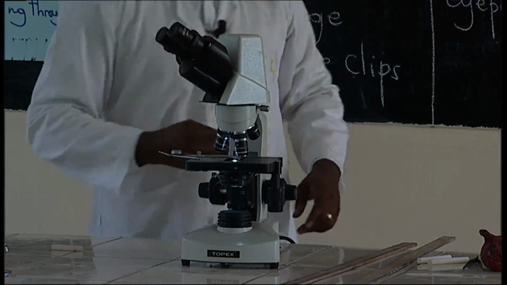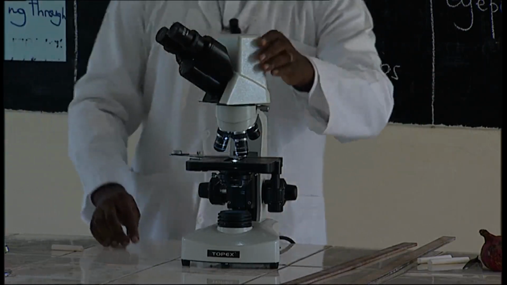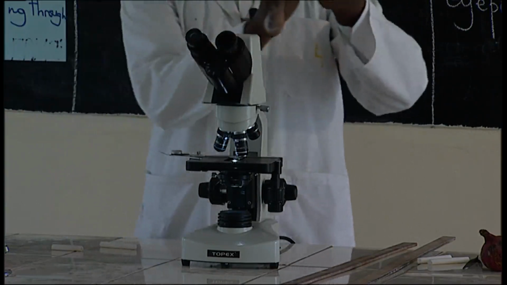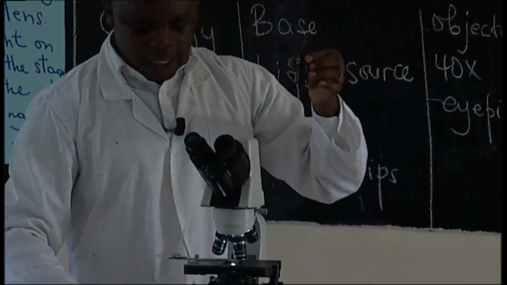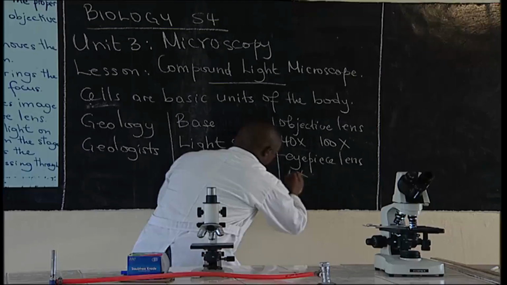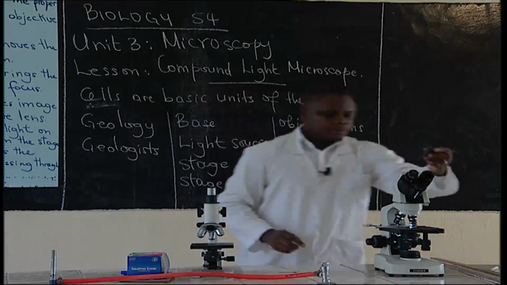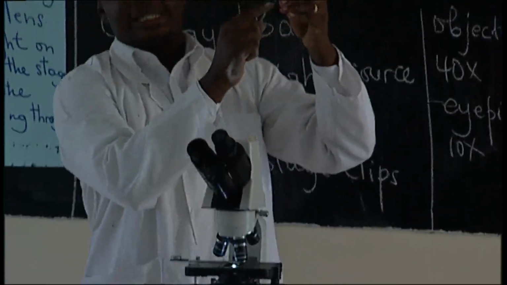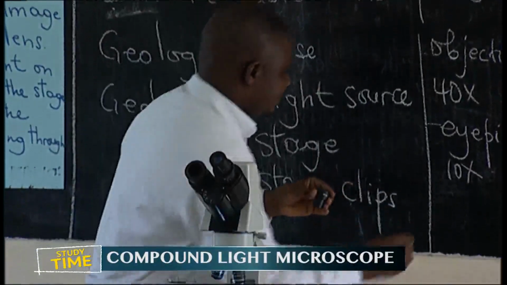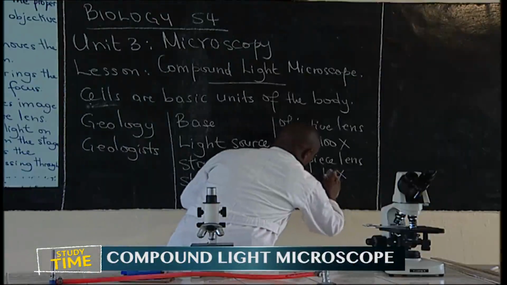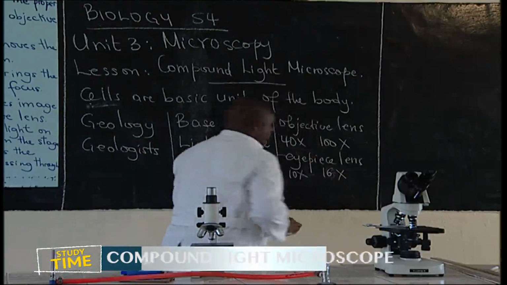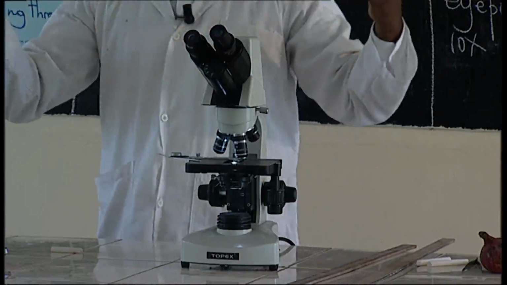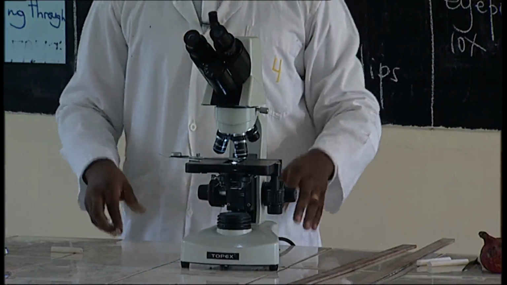And these eyepiece lens also have different capacity. Like when you see here, it is times 10. And here it is times 16. Which means the capacity to magnify the specimen is also different.